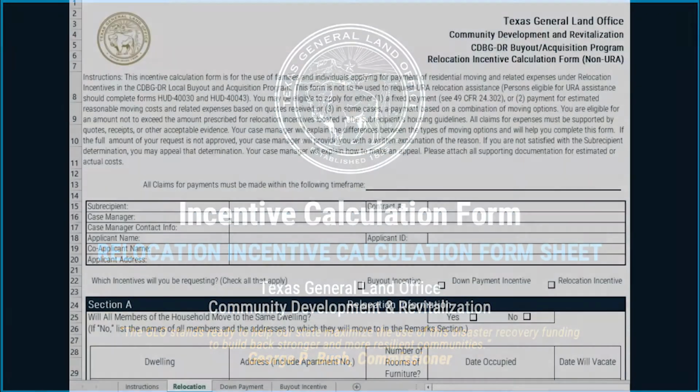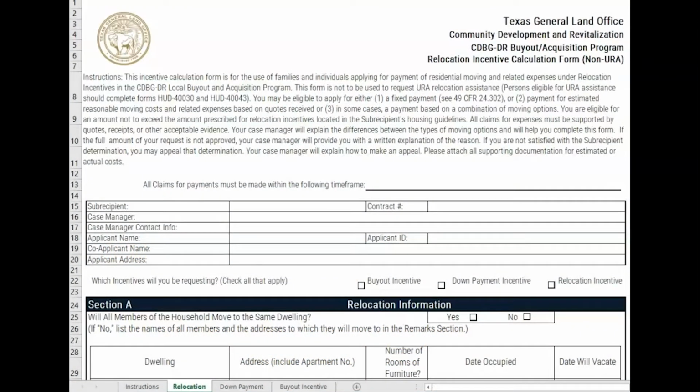Applicants may be eligible to apply for 1. A fixed payment based off the fixed payment cost schedule, 2. Payment for estimated reasonable moving costs and related expenses based on quotes received, or 3, in some cases, a payment based on a combination of both options. The eligible amount cannot exceed the cap amount in the subrecipient's program housing guidelines.